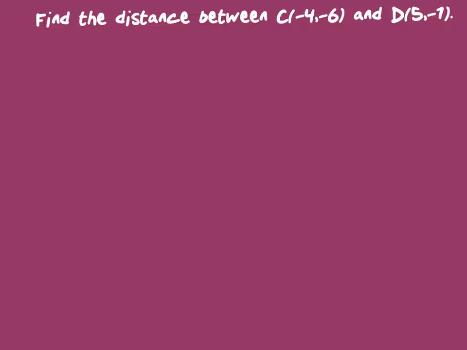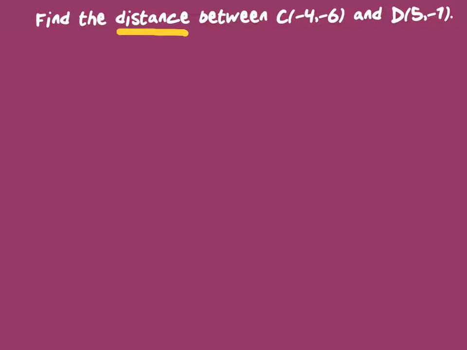Alright, so this is going to be example number 2. Example number 2 says find the distance between C, which is at negative 4, negative 6, and D, which is at 5, negative 1. So when you read this problem, you'll see that you're finding the distance. And what that means is you're going to be using that formula that I gave you a couple of minutes ago, and hopefully you wrote down.